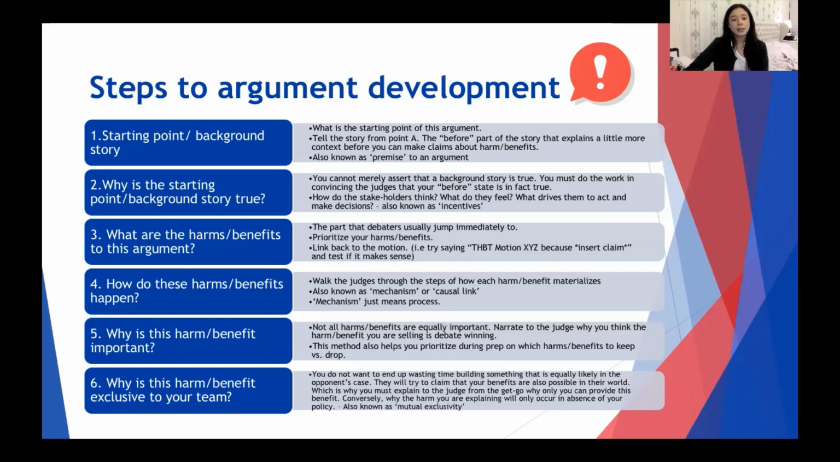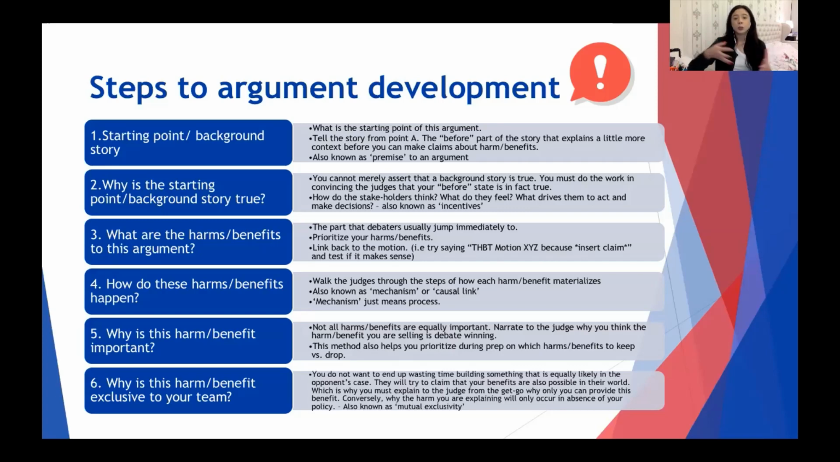Lastly, is why this harm or benefit is exclusive to your team. The reason I have included this is that you don't want to end up spending so much time explaining all of the five steps that we've gone through thus far, only to find out that none of what you've said is exclusive to your side, and you get an opponent that just comes up and says, that's not mutually exclusive.